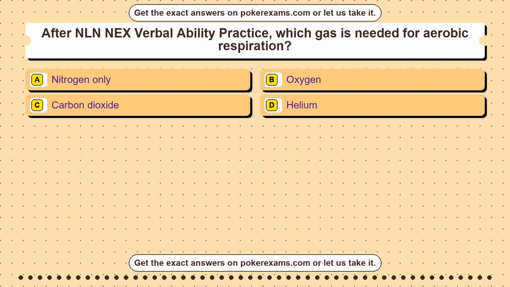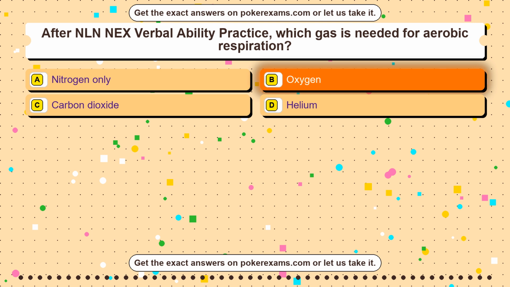Question 36. After get statistics practice, which word signals contrast? Option A. First. Option B. However. Option C. Because. Option D also. The correct answer is option B.